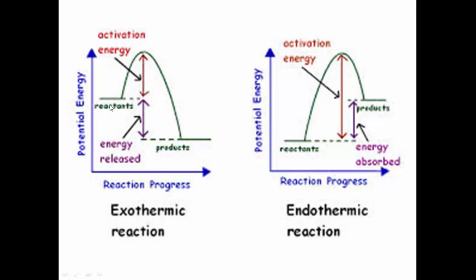So when you see a graph with the reactants higher than the products, you know that's an exothermic. And if you see a graph with the reactants below the products, that's going to be endothermic.